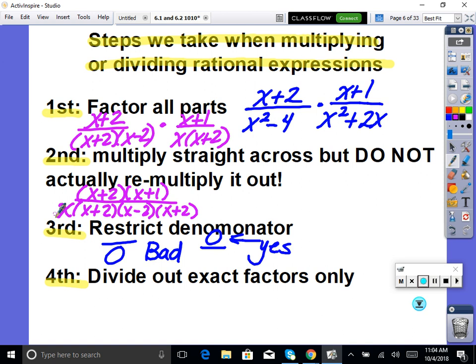Do not multiply it out. Now your third step is to restrict your denominator. So x cannot equal what? 0, negative 2, or positive 2. And then that one's already been listed, negative 2. So we're good. Now we're to our fourth step.